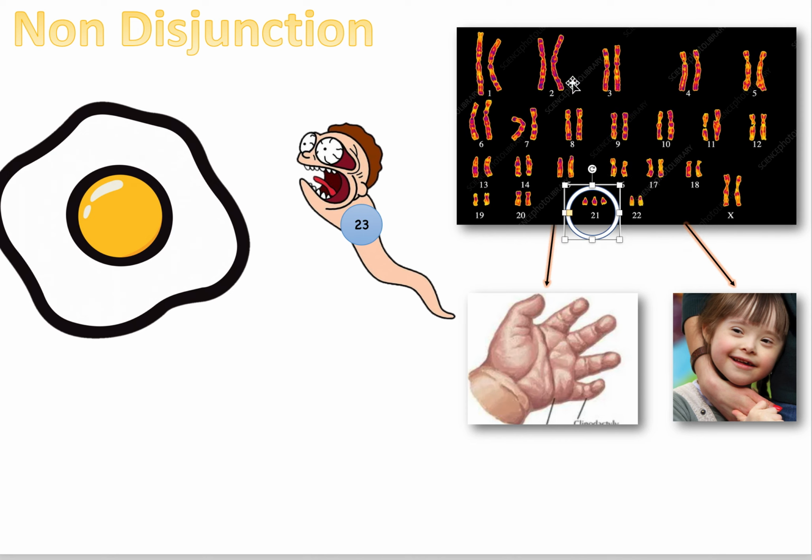So in this karyotype, we can also see that this person is a female. It's got two X chromosomes. So we can assume that this is the karyotype for this little girl here. She has Down syndrome and she's a female.